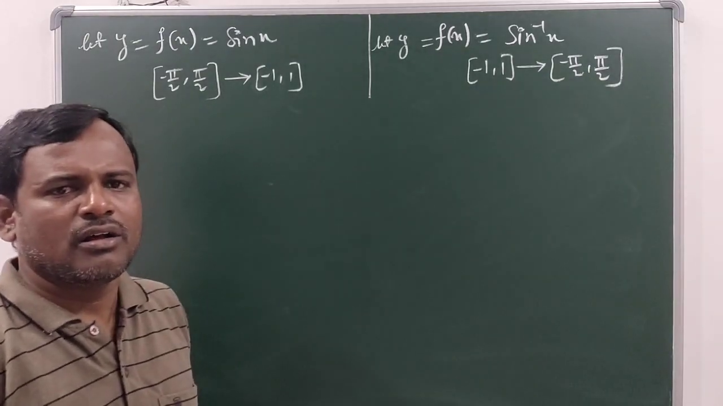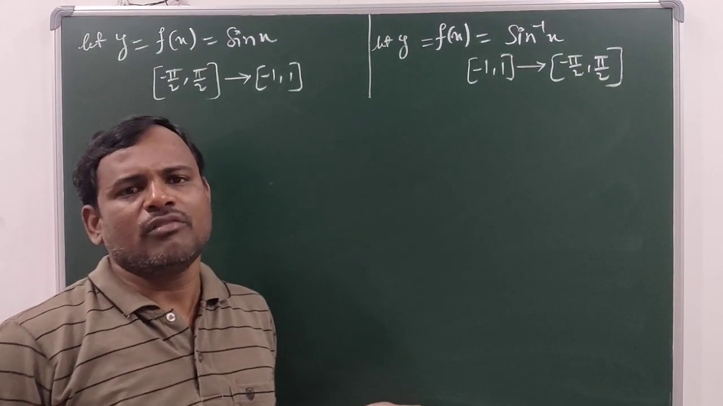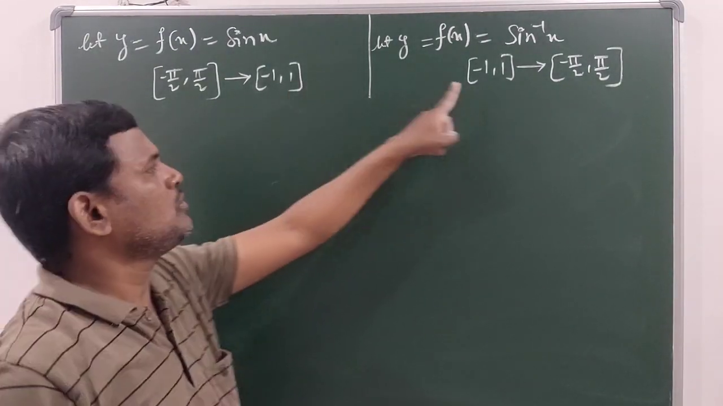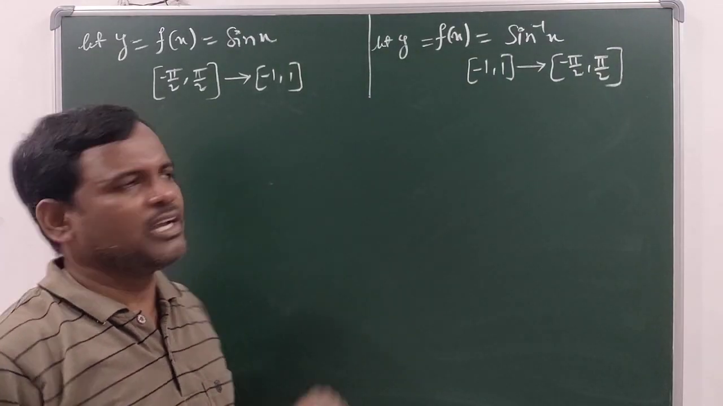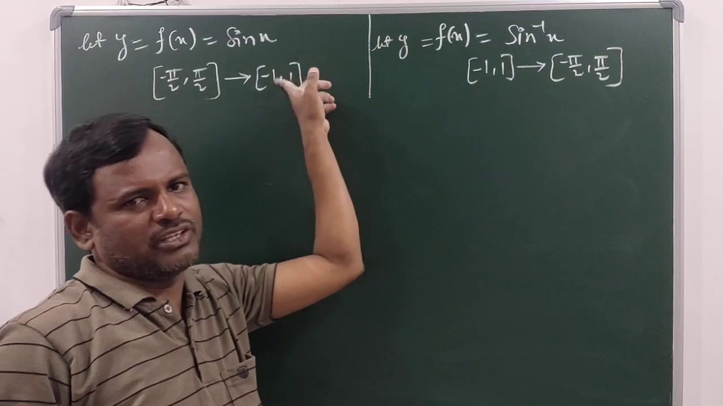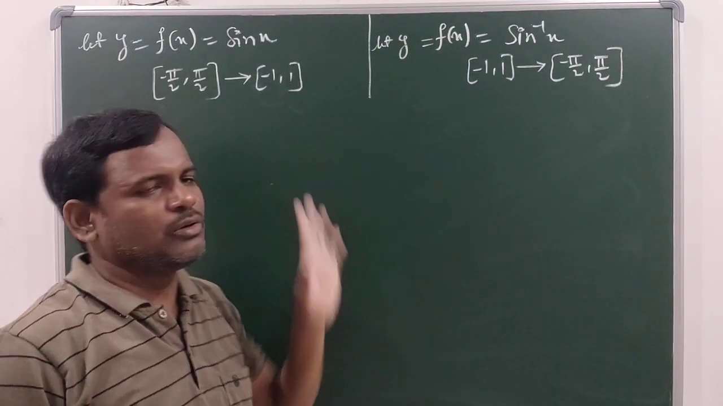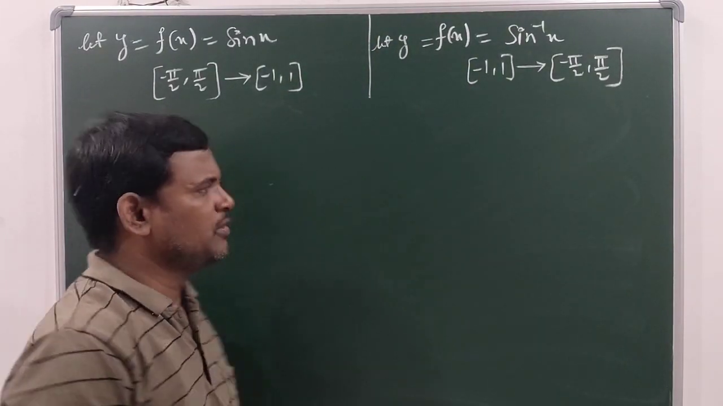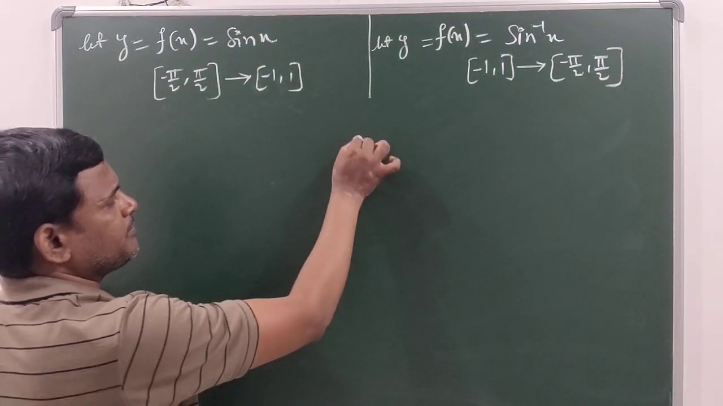Okay. Now on the same graph, I would like to draw both graphs. This is the basic trigonometric function and this is its inverse. I want to draw both on the same graph. See how I am drawing.